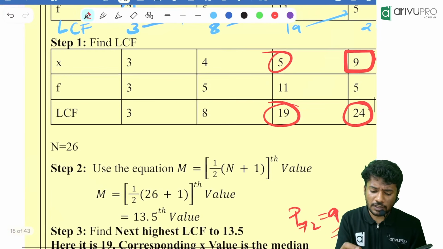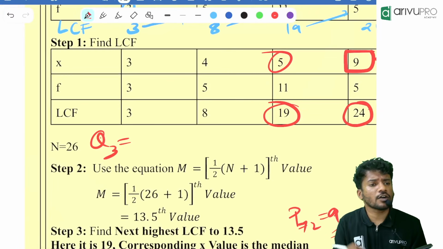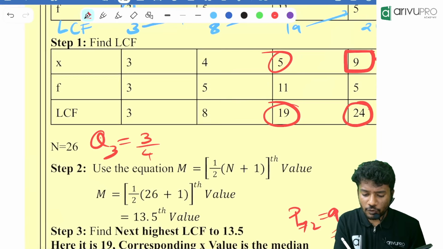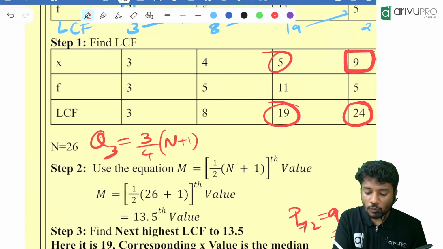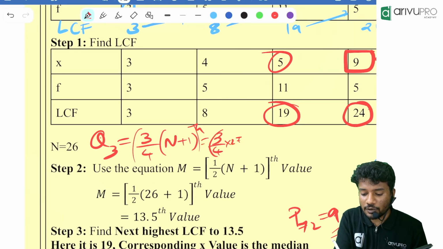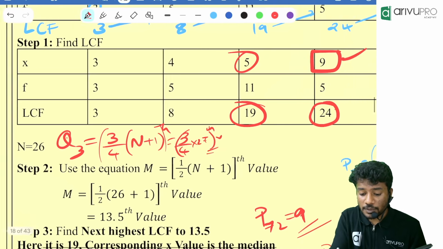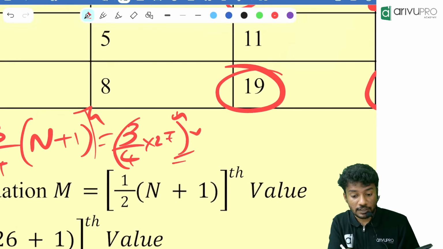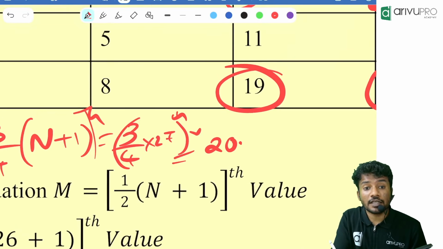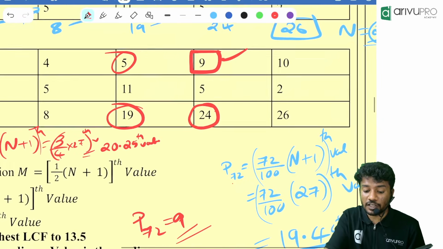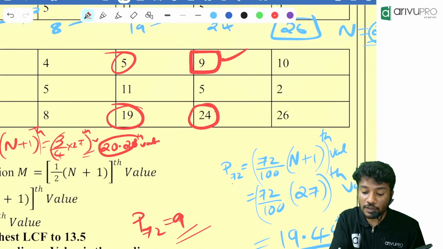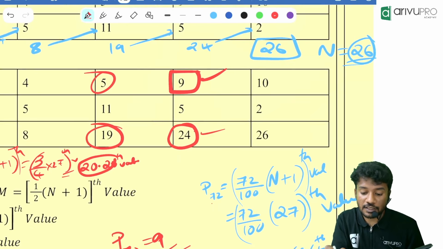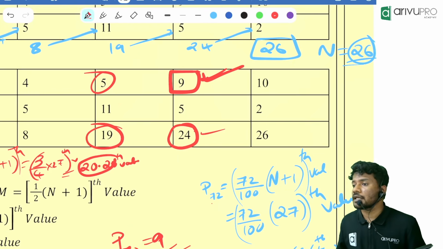Find me now quartile 3. It will be what? 3 by 4 into N plus 1th value. How much is it? 3 by 4 into 27th value. That is the 20.25th value. Now which cumulative frequency is greater than 20.25? 24. So the corresponding x value is our Q3 value.